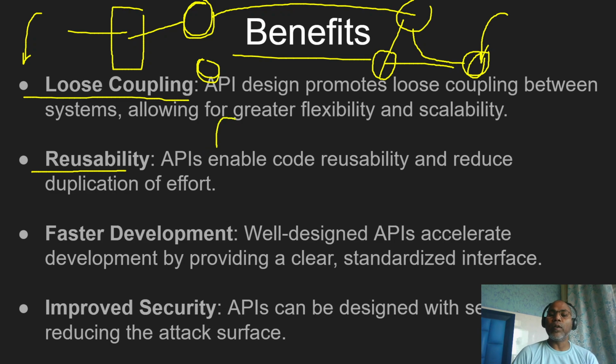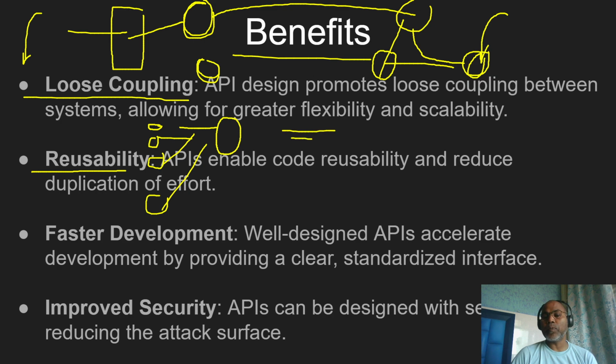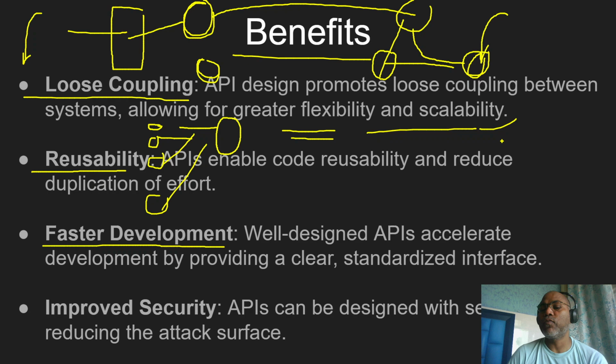Let's say you develop one endpoint. The same endpoint can be used by the mobile user, the desktop user, the laptop user, or by a third party server. So the same code can be reused through API designs, and API designs are very specific to resources. So faster development means you develop a specific API, test it independently, and deliver it to production.